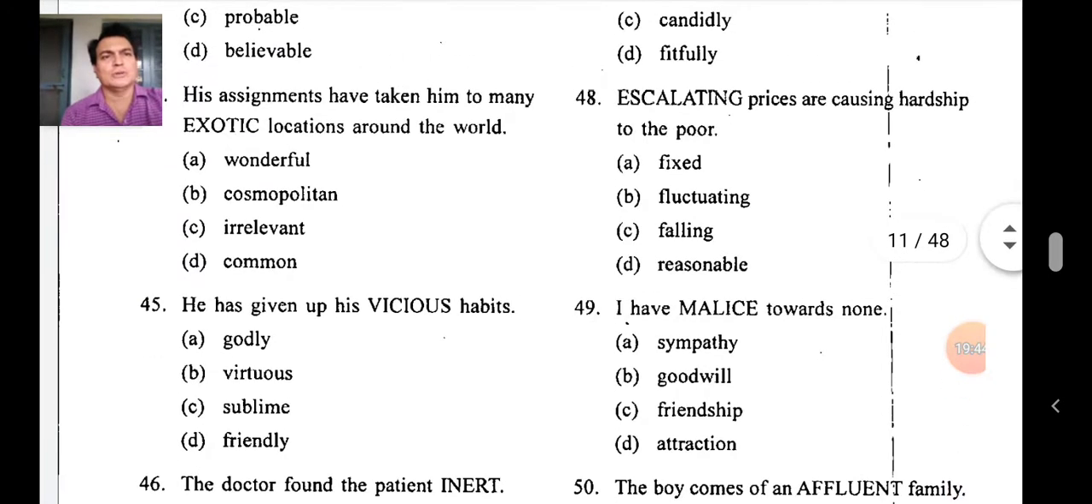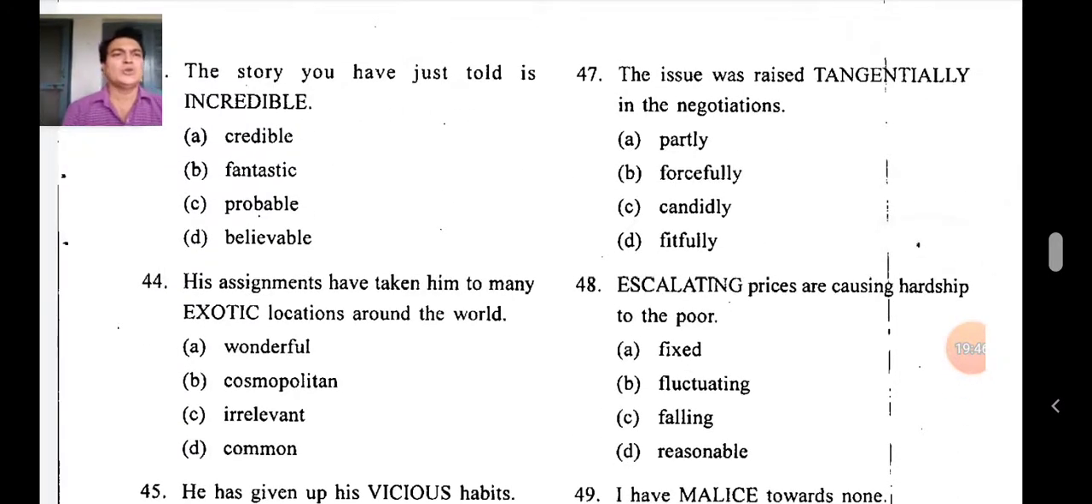Let's go to question number 47. The issue was raised tangentially in the negotiations. You are familiar with the word tangent. Now divergently. So here let's see: partly, forcefully, candidly, fitfully. So tangentially, indirectly. Candidly, very outspoken, very candid, very frank, very straightforward. So candidly would be the right answer here, for tangentially.